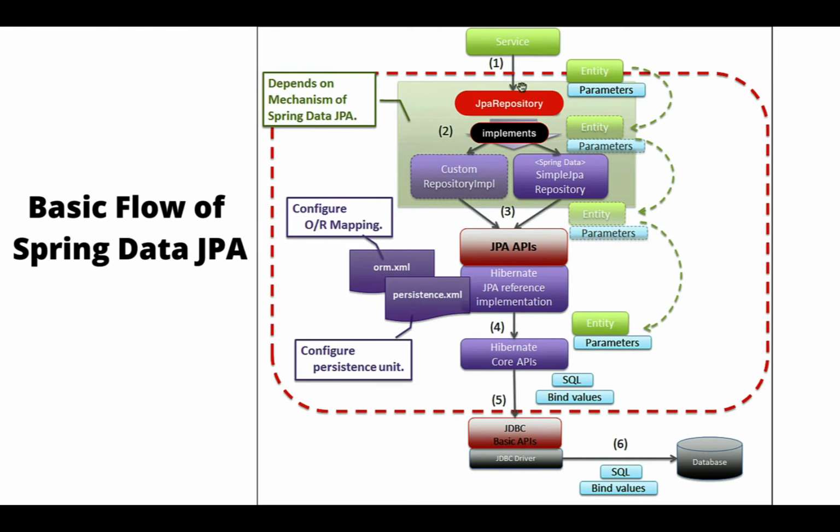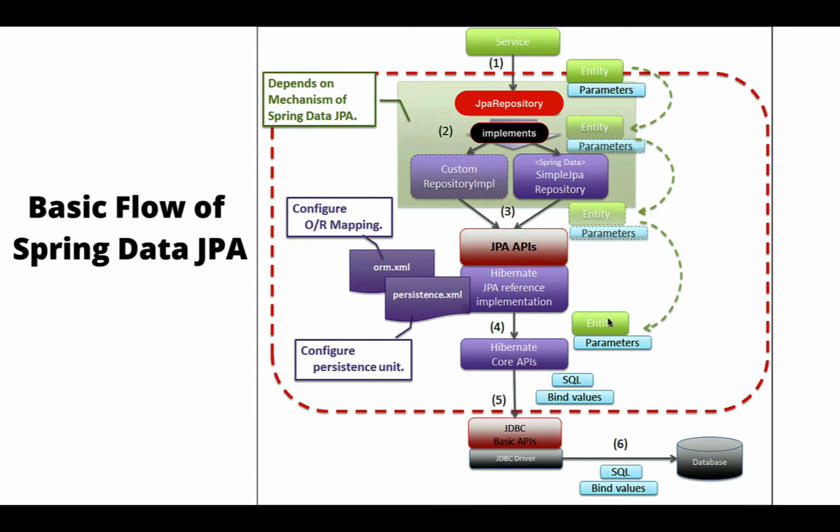Service layer will call Spring Data JPA repository methods, and it will pass the required parameters. And then Spring Data JPA internally uses JPA APIs, and it will pass the required parameters. And JPA API internally calls Hibernate core APIs, and it will pass the required parameters. And then Hibernate core API will generate the SQL query based on the method call, and it will bind all the values. And then Hibernate core API internally uses JDBC APIs to talk with the database. Alright, so notice here Hibernate internally uses JDBC to talk with the database and execute the SQL queries. Alright, this is how the flow goes whenever we perform any database operation using Spring Data JPA.